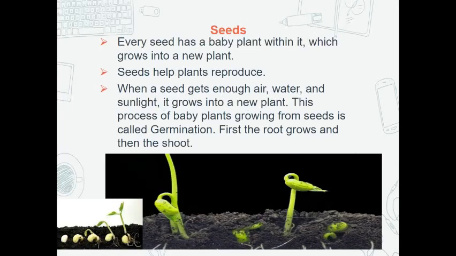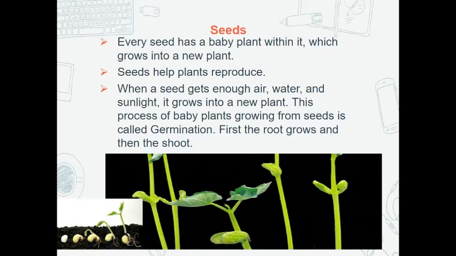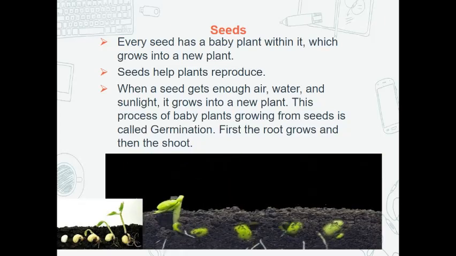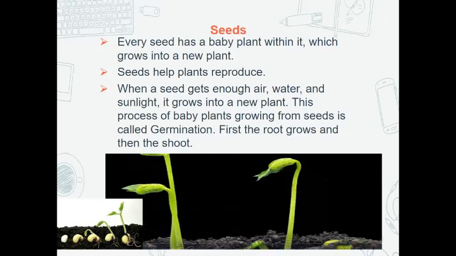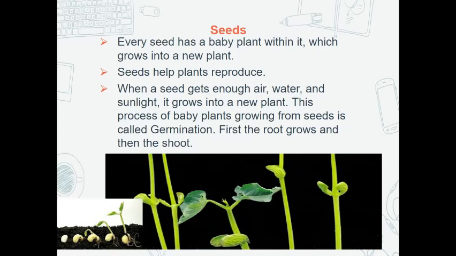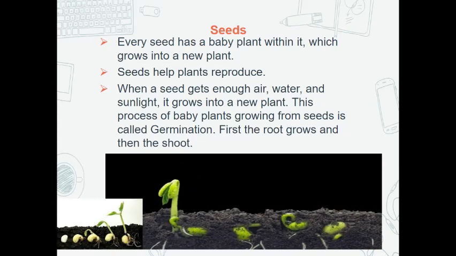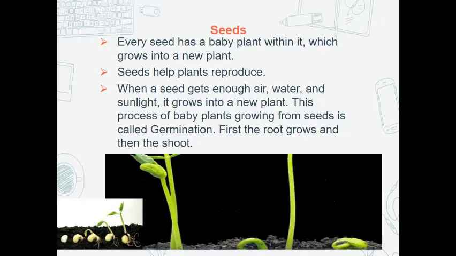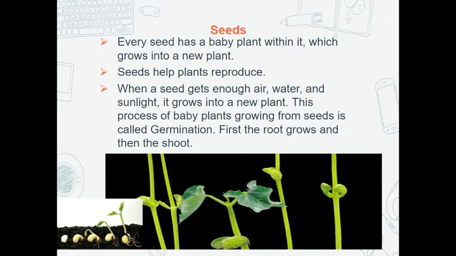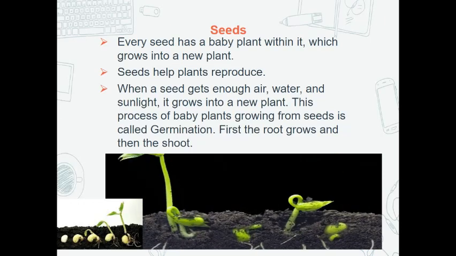Now let us look at the seeds. Now seeds help plants to reproduce. They have baby plants inside them. Whenever a seed gets enough air, water, and sunlight, it grows into a new plant. This process is called germination. First, the root grows and then the shoot grows. From this, new plants grow. So, whenever the shoot grows out, it then becomes a new plant.